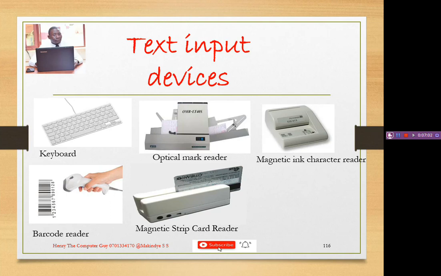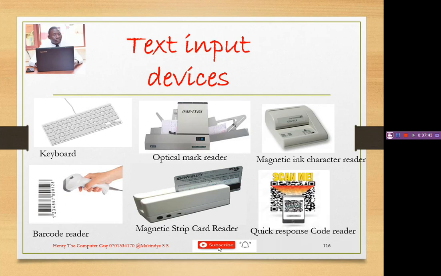Then we have what we call the magnetic ink character reader. What do these ones do? This is used to read text printed with magnetized ink. They are mainly used by the banking industry for processing bank checks. Each check is inserted into the MICR reader, which sends the check information to the computer for processing. So you have taken, let's say, a check, they will pass it through that device, then it reads the information and sends it to the computer for processing your check. So they are mainly used in the banking industry.